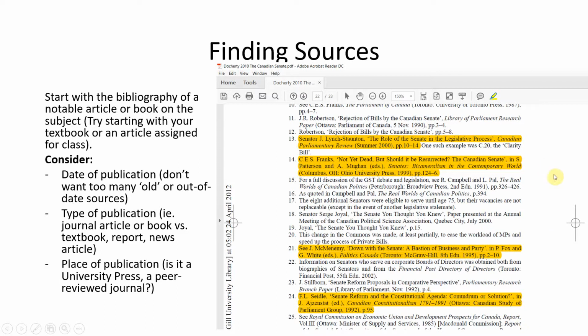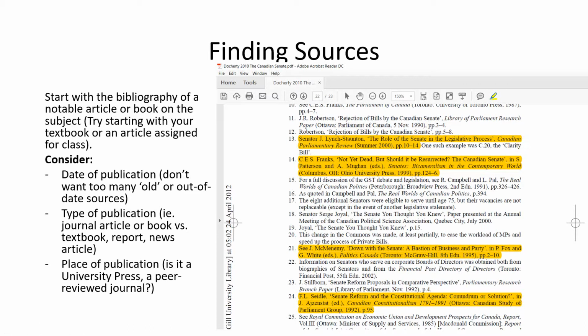And then if you're wondering, is this a good publication or not, take a look at whether it's from a university press or a peer-reviewed journal. So here, Ohio University Press. Usually if it's a university press, it tends to be okay. And then journals, Canadian Parliamentary Review is okay, kind of. It's not quite a scholarly journal, but you could take a look and see what their process is. Do they have blind review or not? That's how you know you get the good stuff.